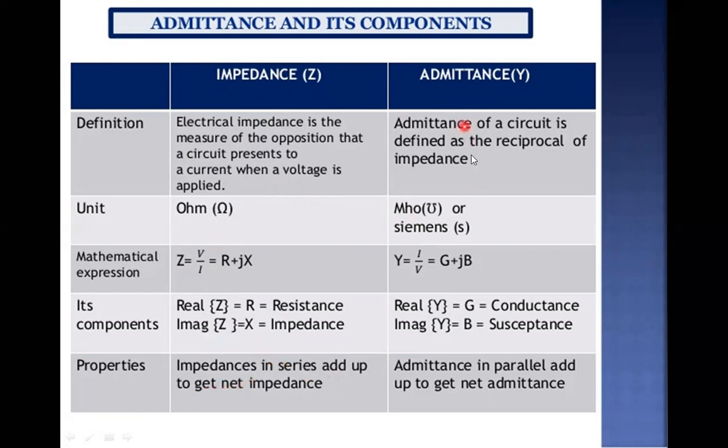Whereas the admittance of a circuit is defined as the reciprocal of impedance. So 1 by Z is nothing but Y. The unit for this is mho or Siemens; recently we write the unit for admittance in Siemens instead of mho. Y is equal to 1 by Z, its real component is conductance and the imaginary component is susceptance. Admittances in parallel add up to get the net admittance.